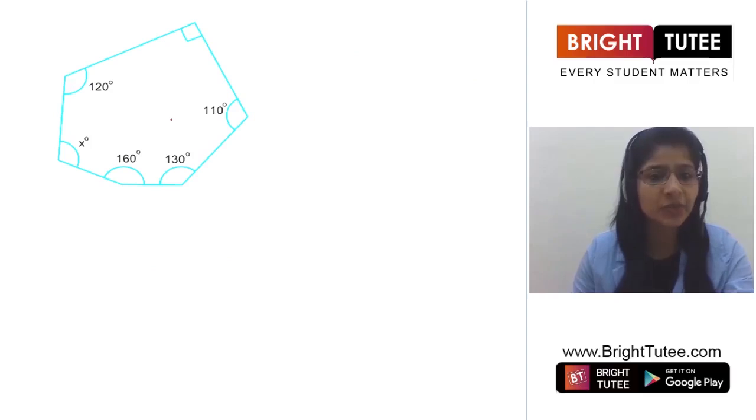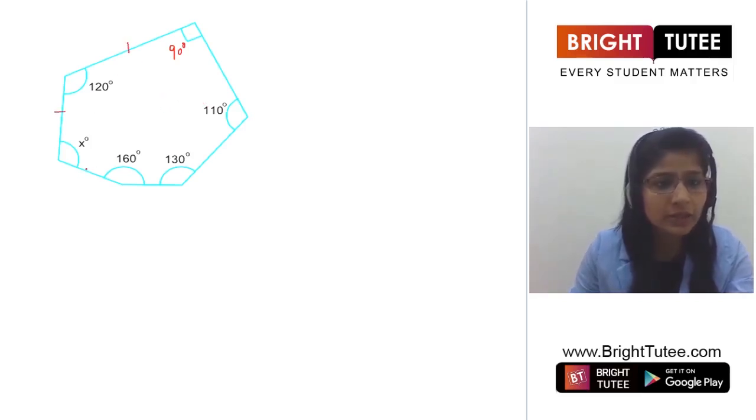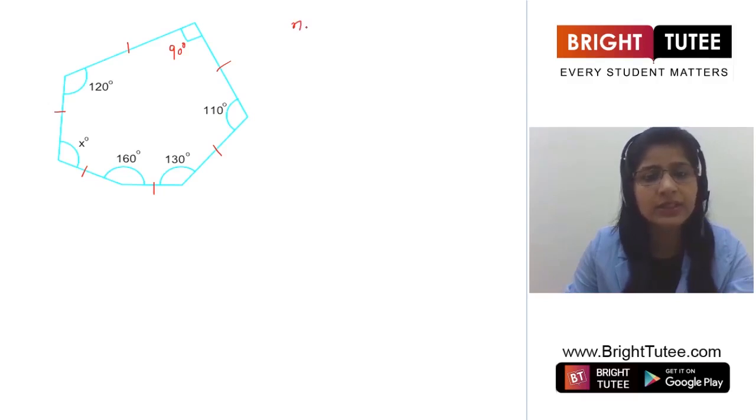As we can see in this figure, we have to find out x. As we can see, this will be 90 degrees, right? So let us add all the angles. First of all, let us see how many sides this polygon has. 1, 2, 3, 4, 5, 6. So it's a hexagon. Now the sum of interior angles will be n minus 2 multiplied with 180 degrees.